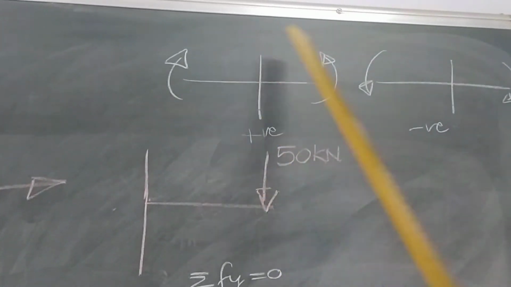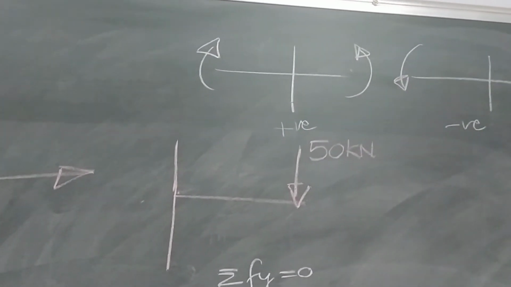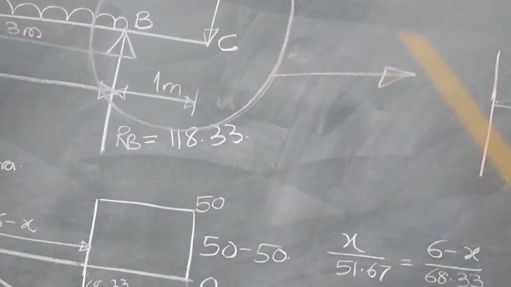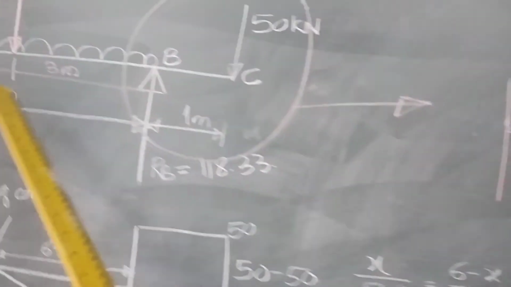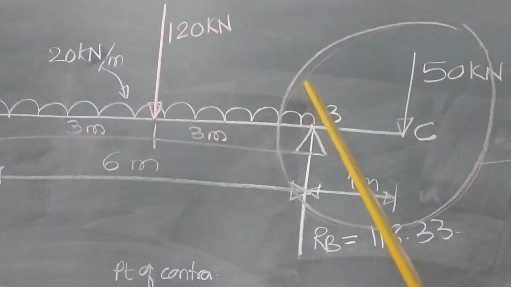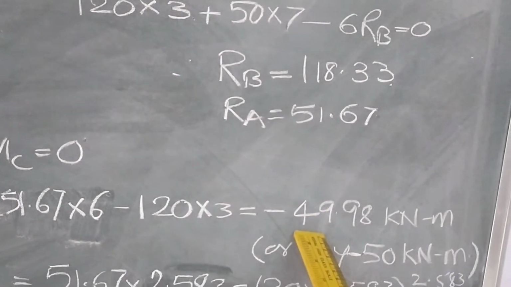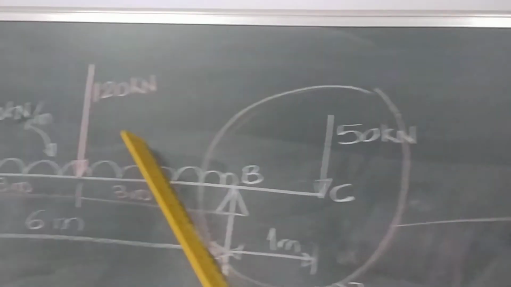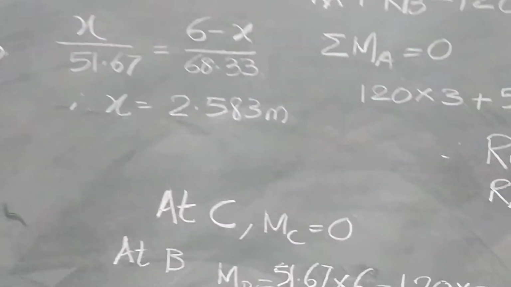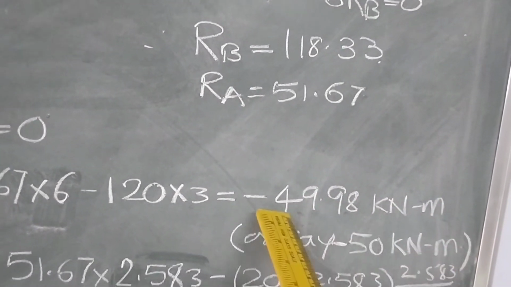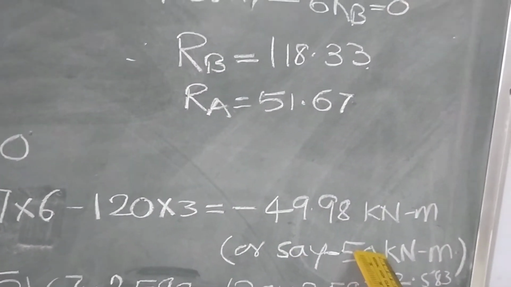I have shown the sign convention for bending moment here. Also, there is 120 into 3 because 120 lies 3 meter from point B. So 120 into 3 gives minus, because the sign convention is minus if towards left. So this is minus 49.98 kilonewton meter, or we can round up to minus 50 kilonewton meter.